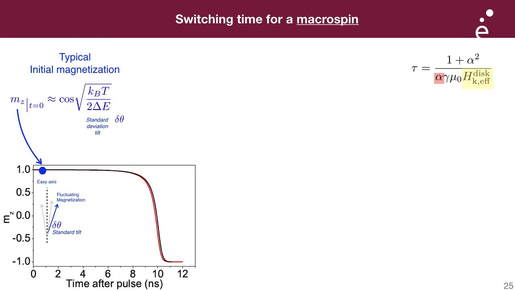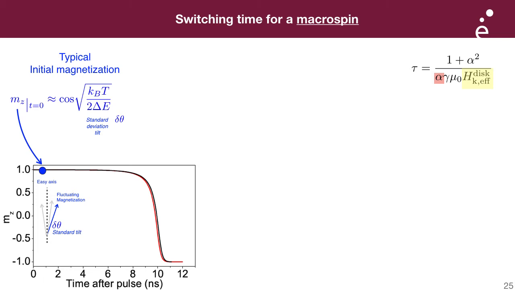Let's look at the switching time first for a macrospin, and then we will do it for a domain wall-assisted switching. So if you have a macrospin, then the magnetization at time 0, before you plug in the spin torque, is not along exactly the easy axis because there are thermal fluctuations. So the magnetization is typically tilted away from the easy axis by an angle delta theta, which is a compromise between temperature and energy barrier. But definitely, this delta theta is not 0. It's typically a few degrees of standard deviation.